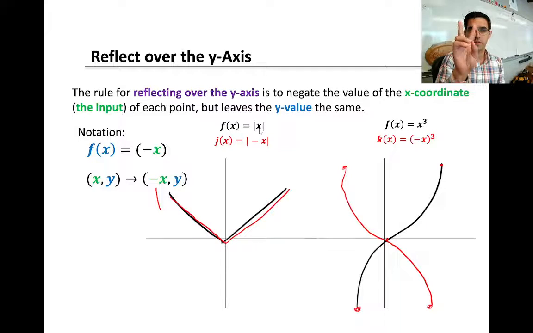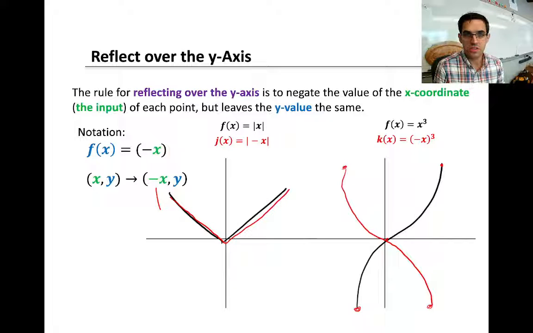So when we flip it over the y-axis, the positive x values and the negative x values kind of switch places. So when we look at our parent function for absolute value, this reflection is identical to the original parent function, because the left side looks like the right side. When you flip it, it looks the same.